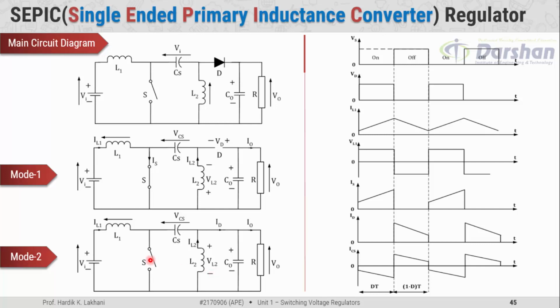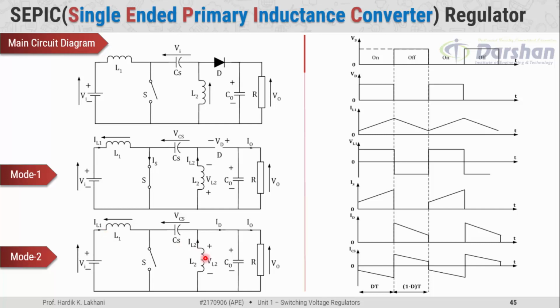So during the second interval, the inductor L1 releases its energy into the coupling capacitor CS. The current starts from the inductor L1, passes through coupling capacitor CS, passes through diode D, passes through the load, goes to the supply and back to the inductor L1. This is how the path of the current IL1 is provided.